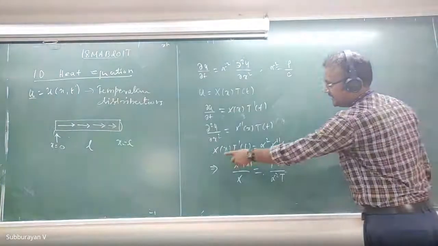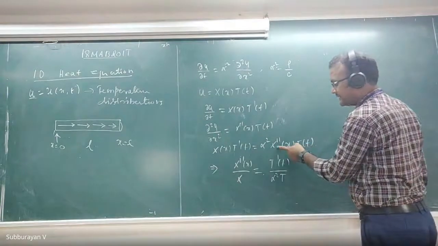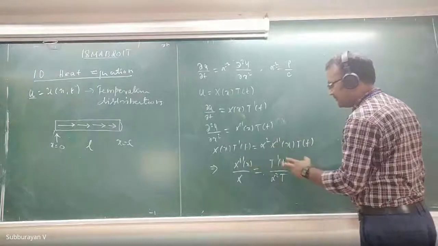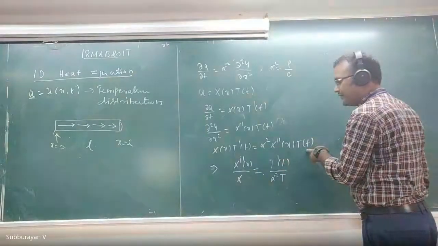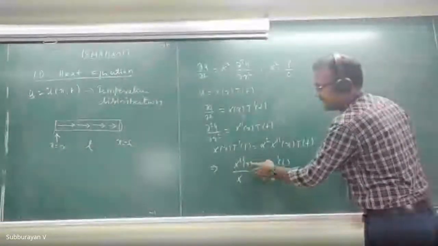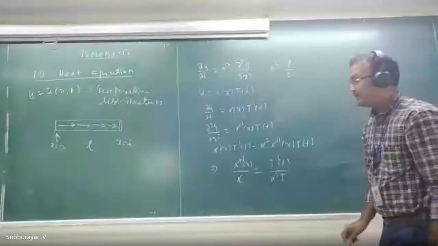I just divide this equation by X(x). Then what will I get? X'' divided by X into T(t) into alpha squared. Further, I divide this equation by T(t). Therefore, I will get X''(x) divided by X(x), which is equal to T'(t) divided by alpha squared into T(t).